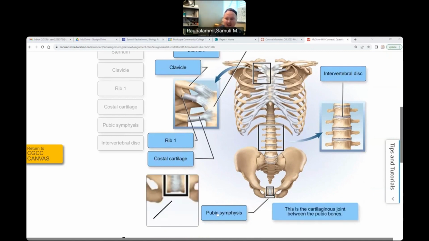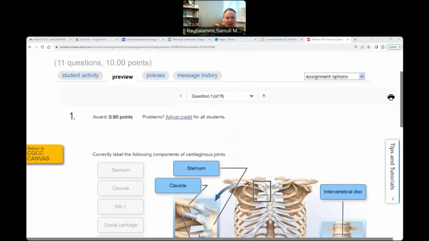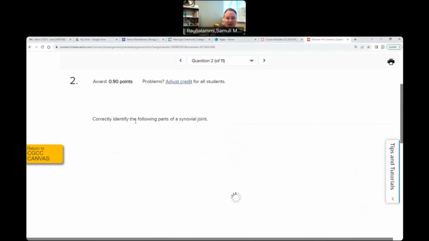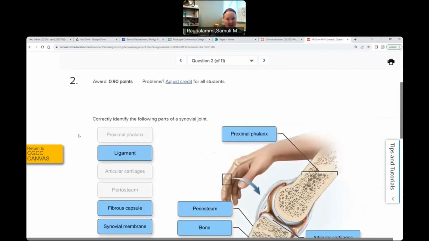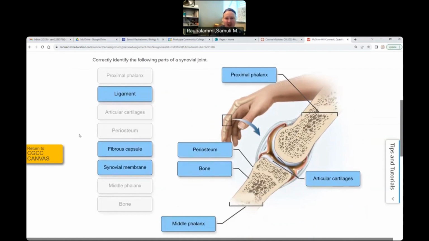So we're seeing these cartilaginous joints here between the pubic bones. So kind of a nice one as well. Really, the practice anatomies are more visual-based activities. Here we're identifying the parts of the synovial joint.